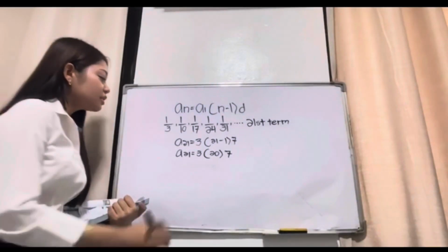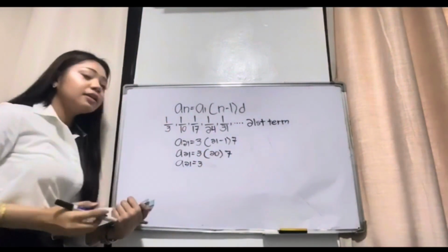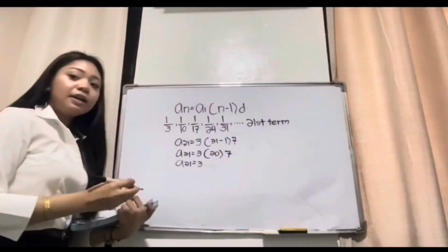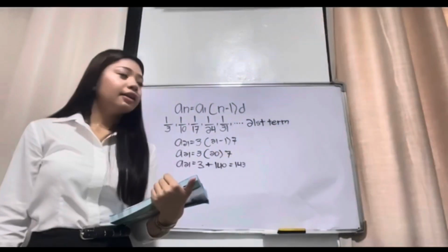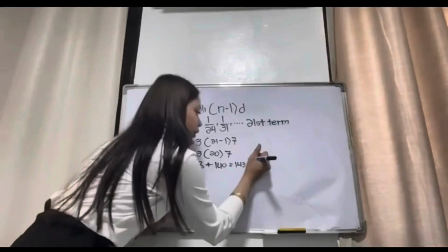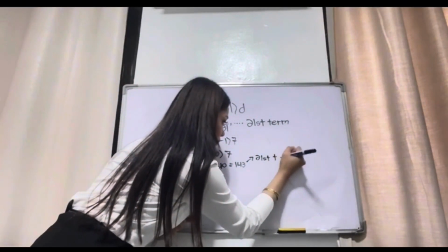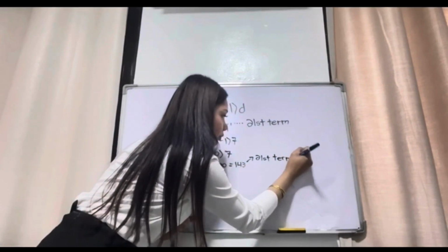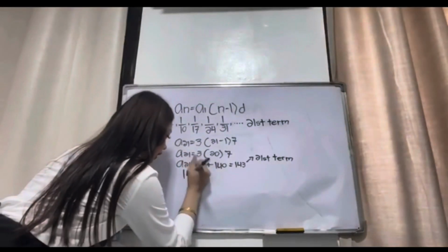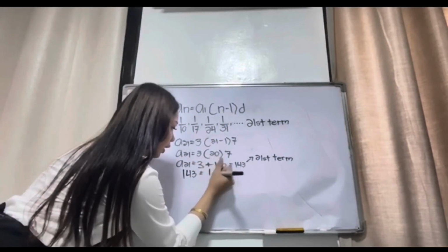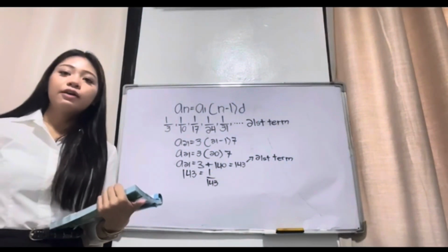And now, we will just copy the a sub 21 equals 3. Then 20 times 7 is 140. So 3 plus 140. Then now, 143 is our 21st term. And now, the reciprocal of 143 is equal to 1 over 143. Then this is the final answer of our harmonic sequence.